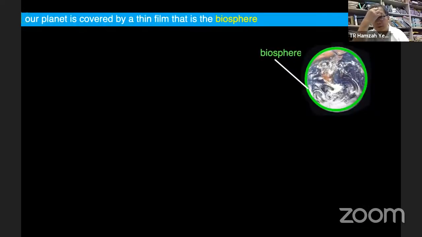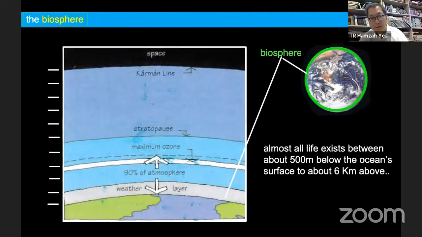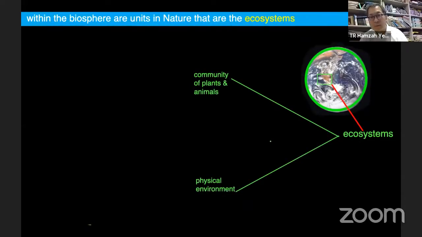Now, the ecologist sees the Earth as covered by a thin film that is called the biosphere. Within the biosphere there are different layers, and the biosphere is easily impacted by everything that we do on the surface of the planet. Within the biosphere, there are units which are called ecosystems. Ecosystems consist of communities of plants and animals and the physical environment acting together to form a whole. So this holistic property is very important.